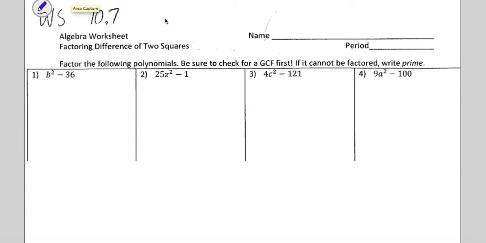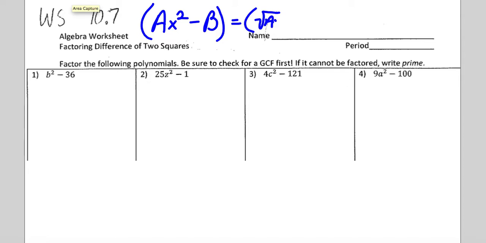Try some of these difference of squares again. If we see two terms and they're being subtracted and we think we can square root them, we will factor that into the square root of the first term, whatever that value is, plus the square root of the second term, times the difference of those two square roots. So our two factor binomials are going to look exactly the same, but one has a plus sign, one has a minus sign. So let's try this.